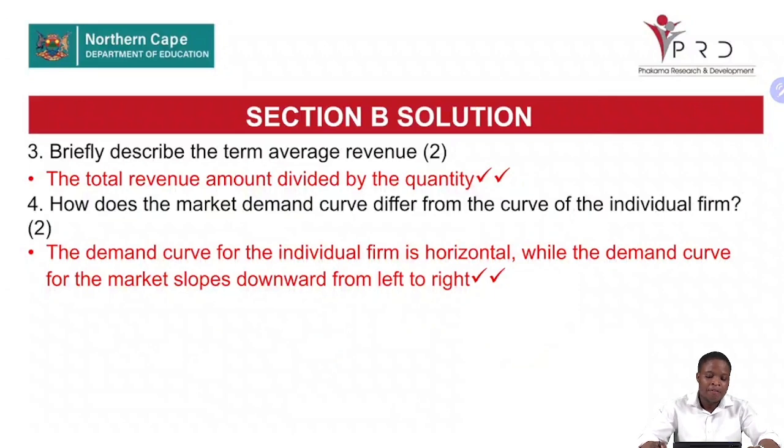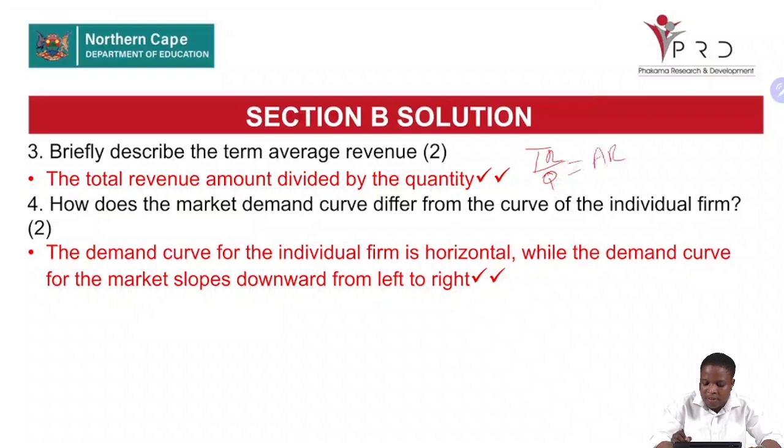Question number 3, briefly describe the term average revenue. The total revenue amount divided by the quantity. Average revenue is TR over quantity, then you get what? Average revenue.